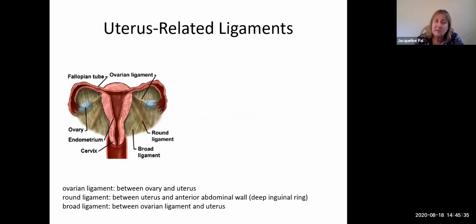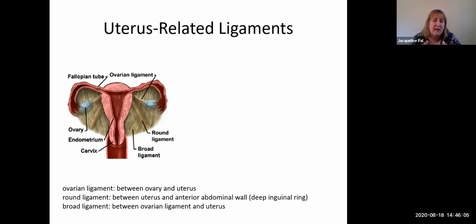Now, there are ligaments related to the uterus as well. So we're going to start first where the fallopian tube attaches to the uterus. And as we've already talked about, just below that is where you're going to find the ovarian ligament going between the uterus and the ovary. Then if we continue inferiorly, we see the round ligament, which actually goes to the anterior abdominal wall and goes into the deep inguinal ring to insert in the mons pubis.